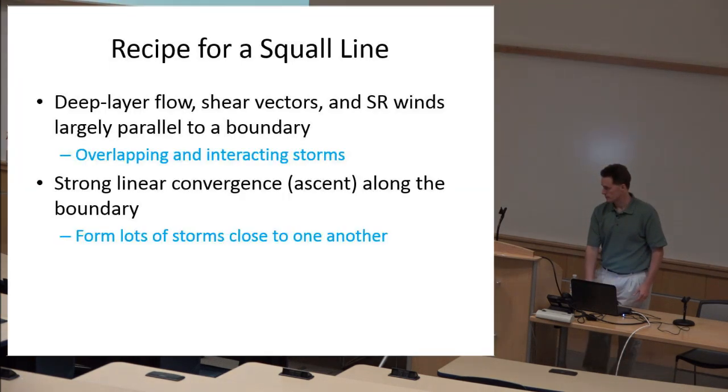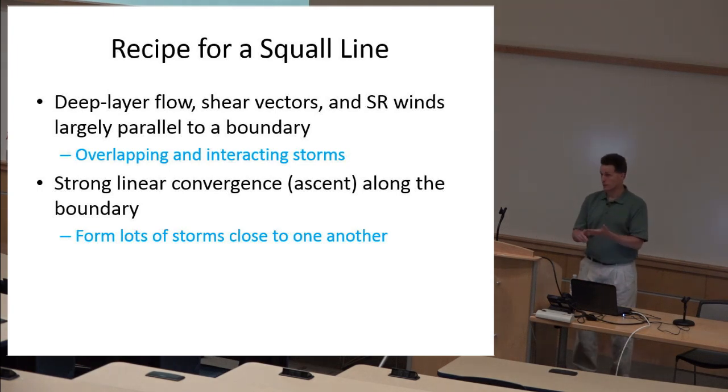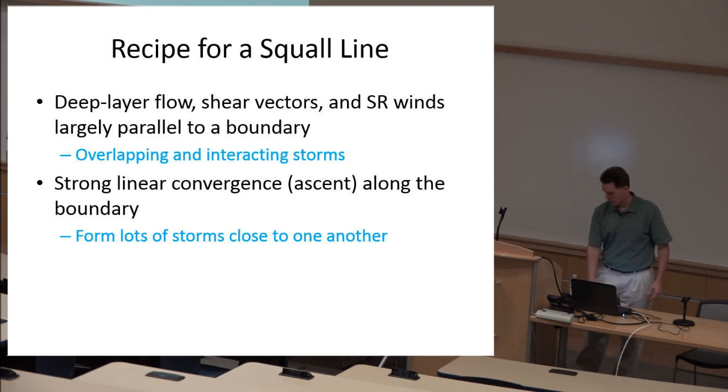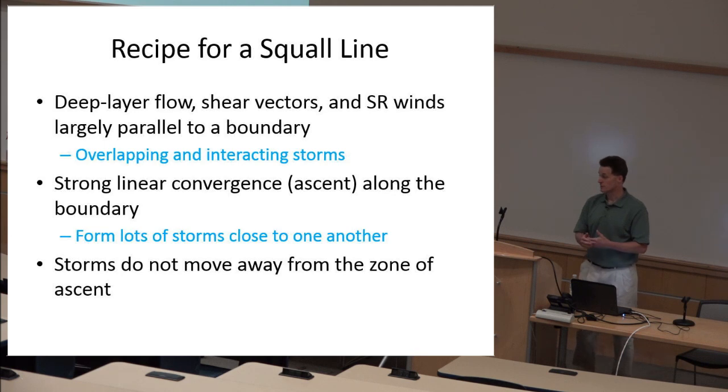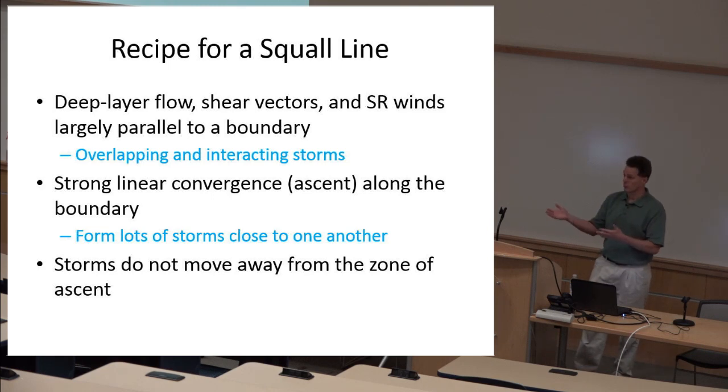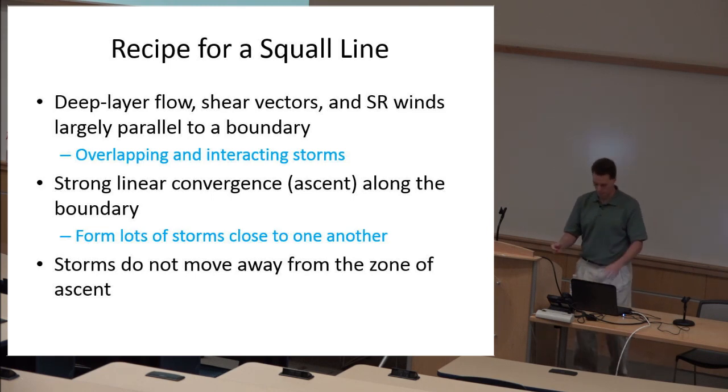Again, just to summarize this, you want either deep layer flow or shear vectors parallel to the initiating boundary, which suggests that storms will interact and overlap rather easily. If you have strong convergence along the band, then you might initiate a lot of storms. And just as important, if the storms stay in the zone of ascent, you tend to accumulate convection over time. So instead of storms moving away, you just keep forming more and more storms over time.